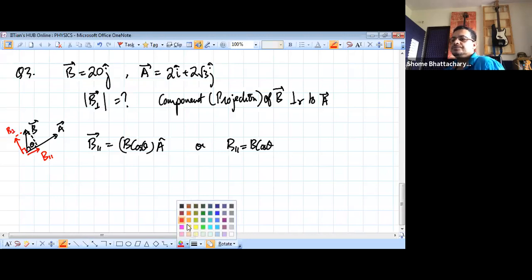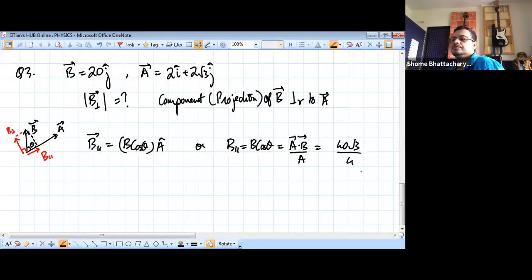that is the perpendicular component, like that. So one way is that we can calculate this by A dot B divided by mod A. So work out A dot B from here. You can see it is 40 root 3 and mod A you can see is 4. That is 10 root 3. So you can see that B parallel is this.